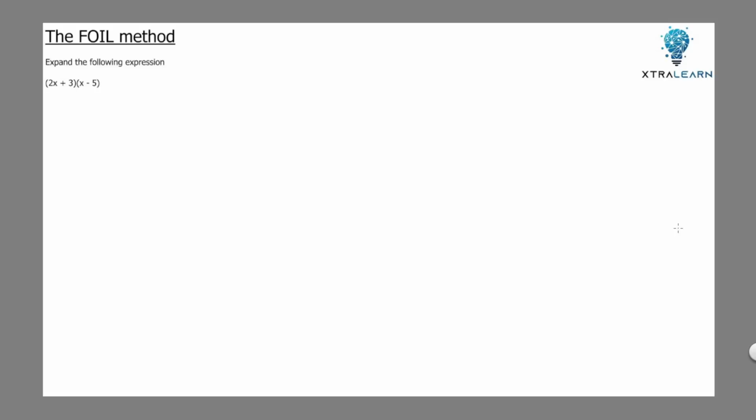Hi everyone. Today we're going to be working on the FOIL method. We're going to be showing you how to use this thing called the FOIL method to expand or multiply two binomials. I've got two binomials on the screen right now. Let me just remind you what a binomial is.